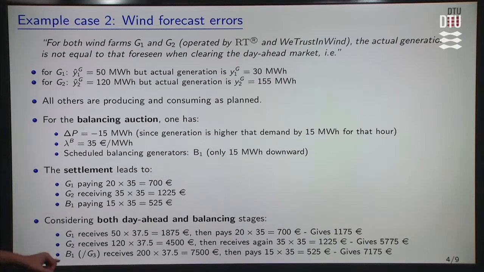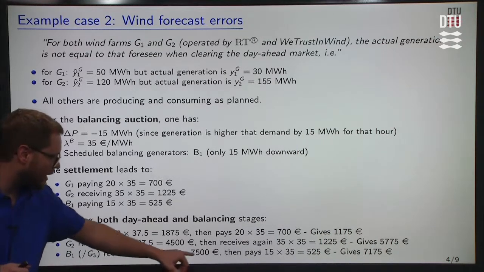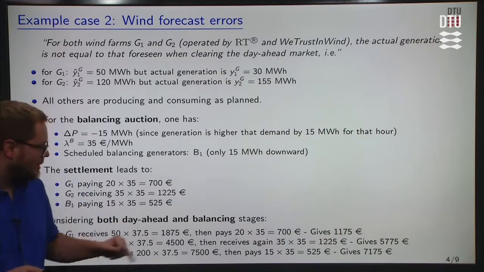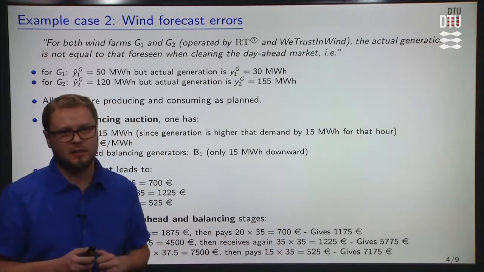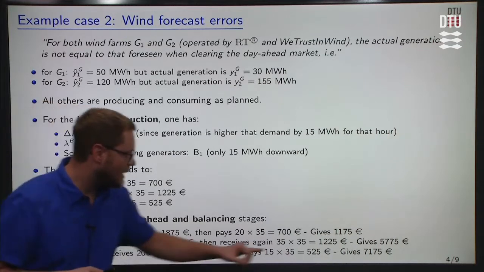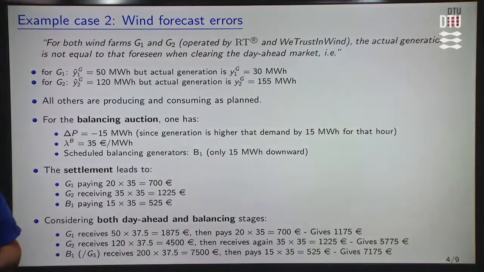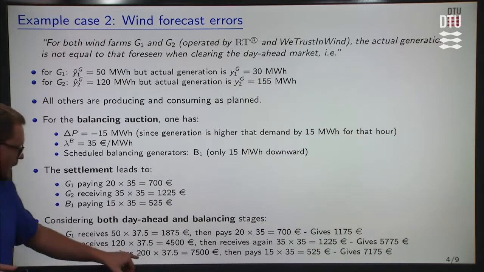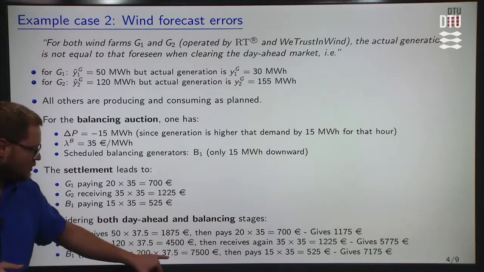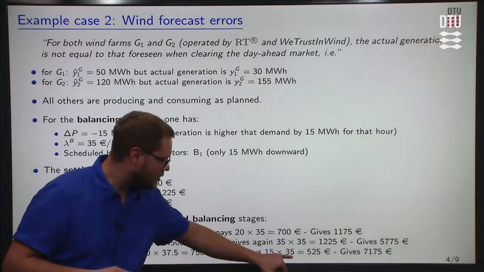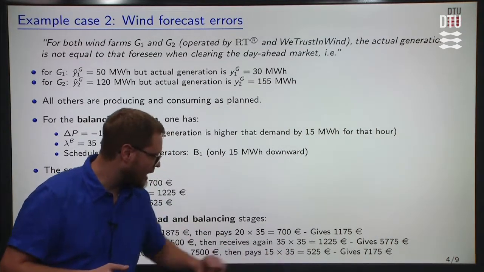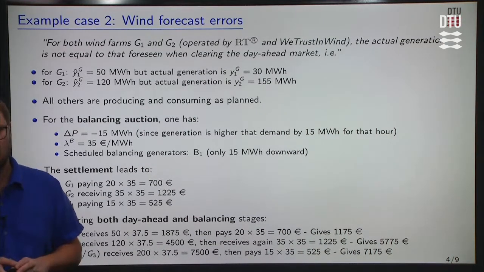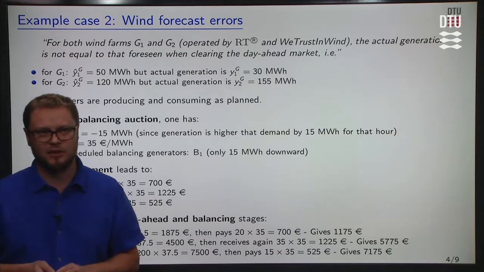Finally, for B1, B1 received 200 times 37.5 equals 7,005 euro, so the day-ahead market clearing, and then has to pay back 15 times 35 since going downwards with its production, and the overall revenue is 7,175. Here again, it's a benefit for B1 since part of the energy that was originally paid at 37.5 euro is then sold, paid back at 35 euro per megawatt hour. So that's also a benefit of 2.5 euro per unit of energy for the balancing generator.